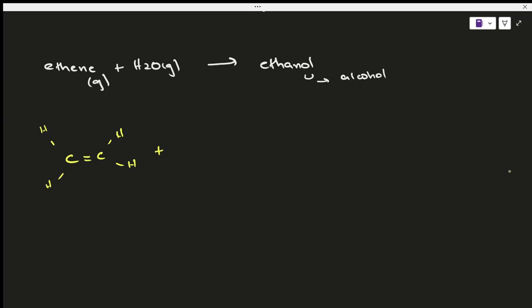And now the water molecule, how will you write this? You're going to write this way. Oxygen is bonded to two hydrogens. So this is how it works.